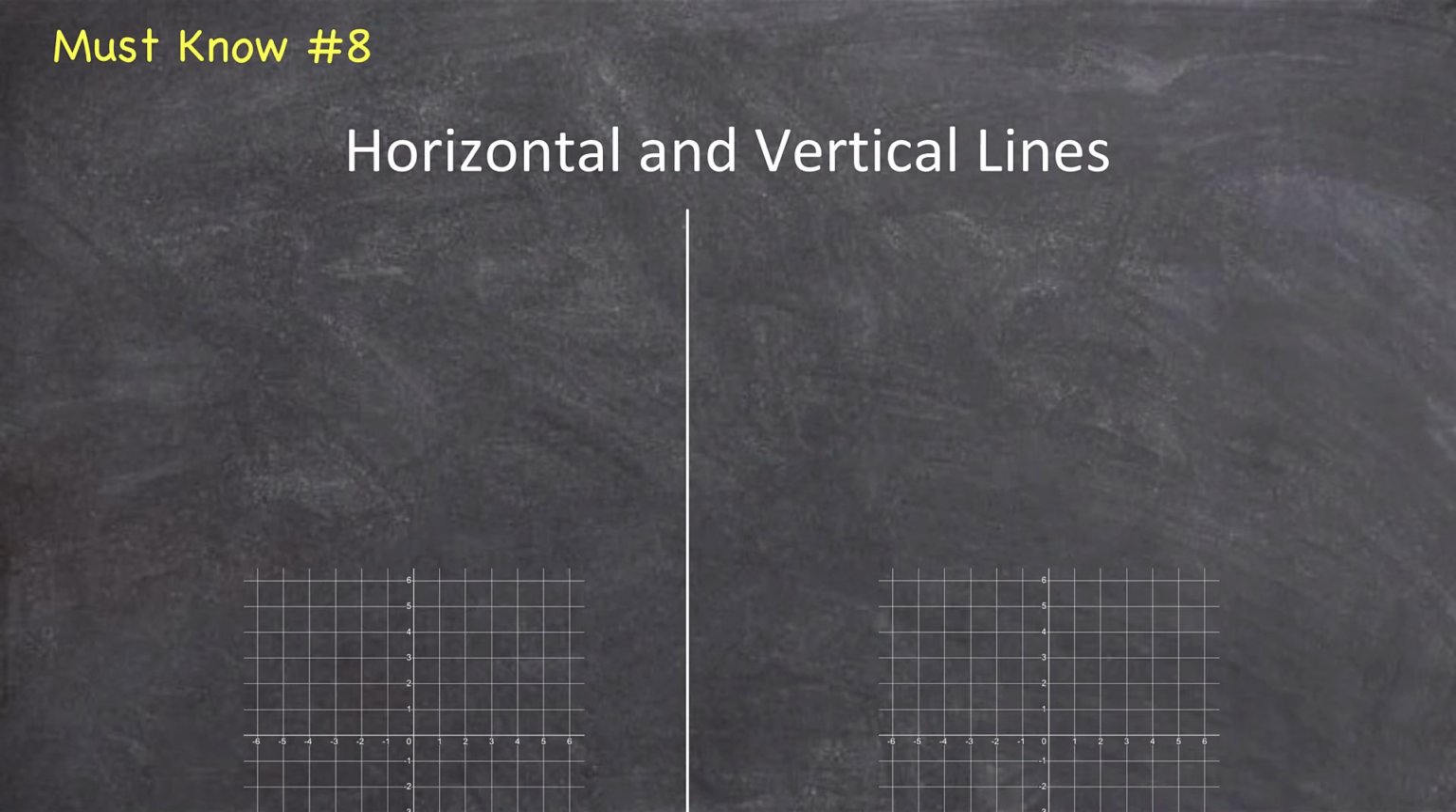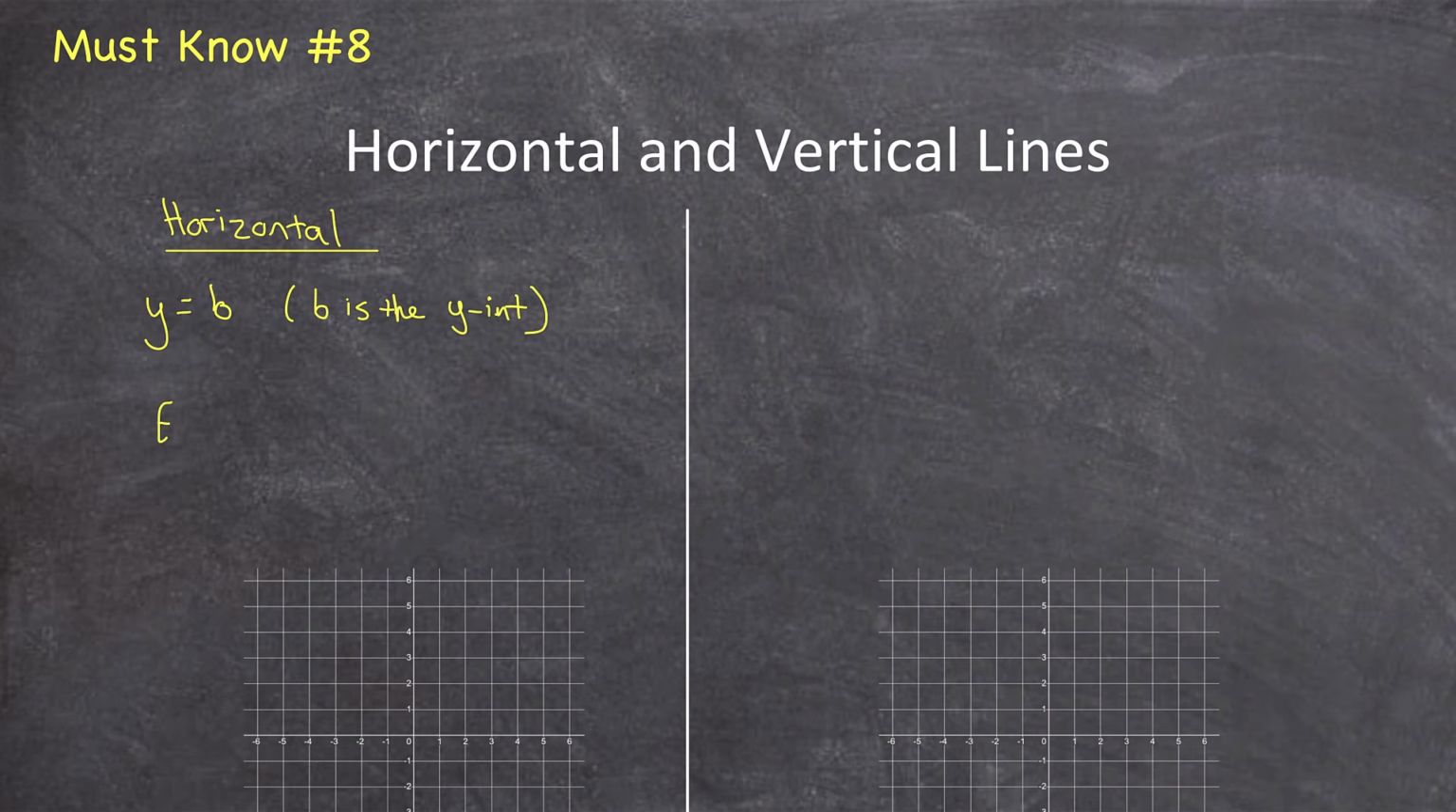Must know number 8, horizontal and vertical lines. Let's start with horizontal lines. Horizontal lines always are of the format y equals b, where b is the y-intercept. So for example, the line y equals 3 would be the horizontal line through a y-intercept of 3. So if I plot the y-intercept of 3 and draw a horizontal line through that point, I have the line y equals 3.